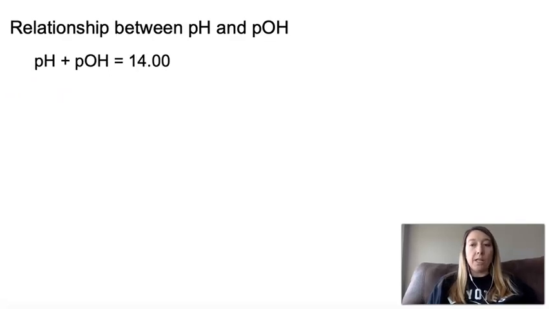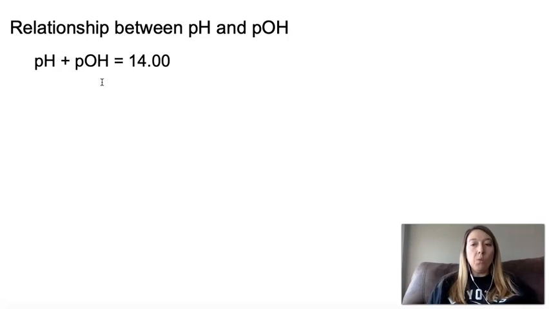So I mentioned at the beginning that if you saw a pOH number, it might be helpful to switch it over to a pH. So this equation here is going to allow you to do that, okay? And that equation is that pH plus pOH equals 14. So if I know, for example, that the pOH was 2, I can do 14 minus 2, and that will tell me that my pH is 12. And then it's a little more obvious that I am dealing with a base.